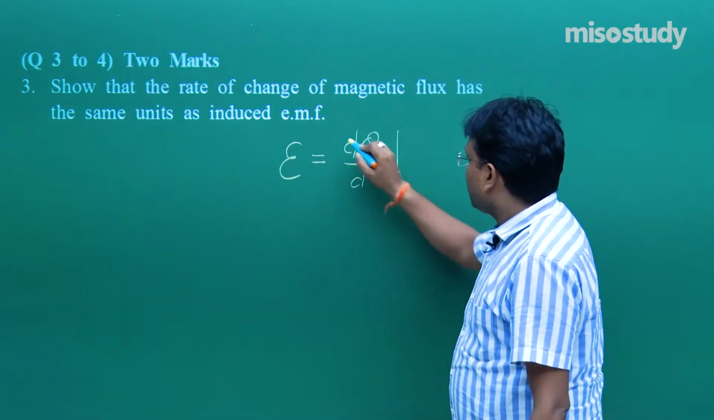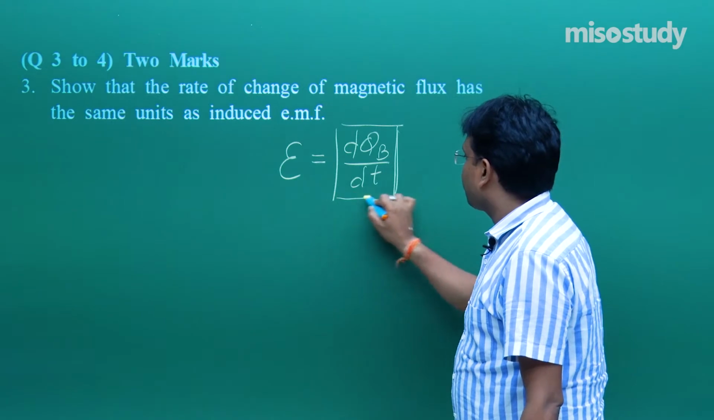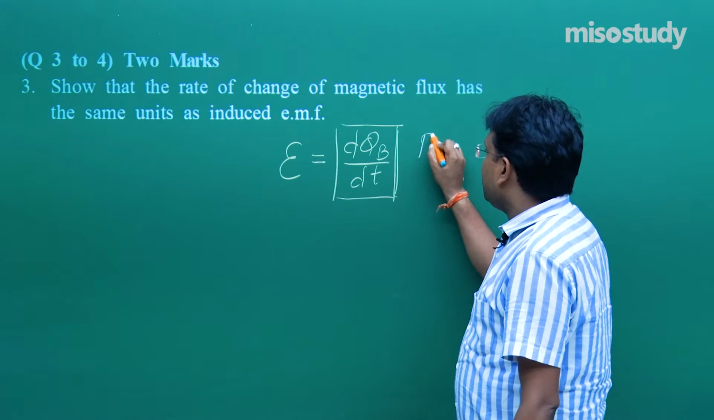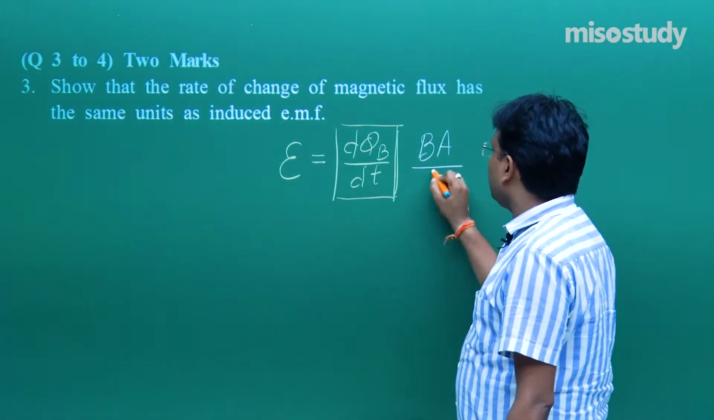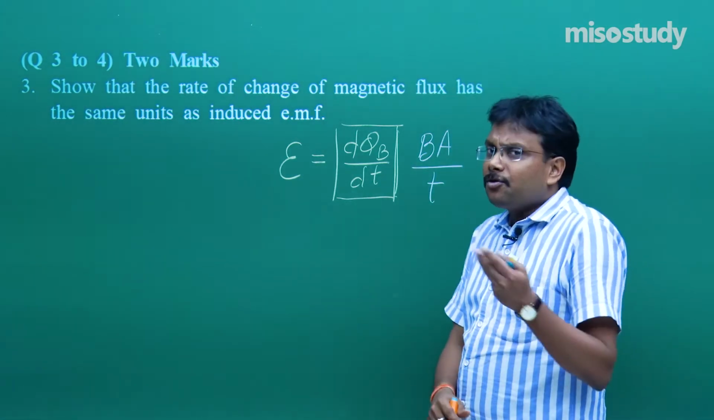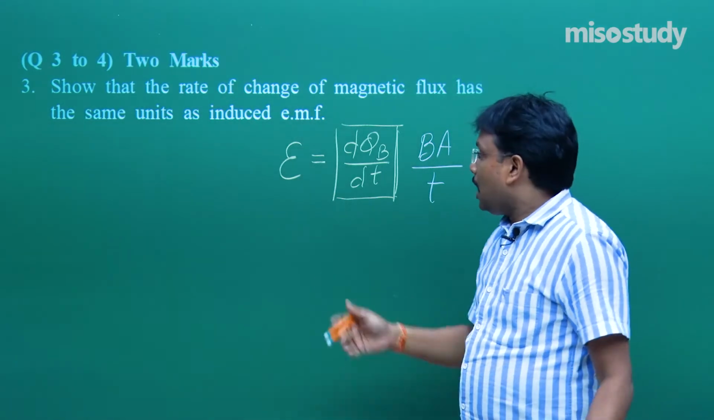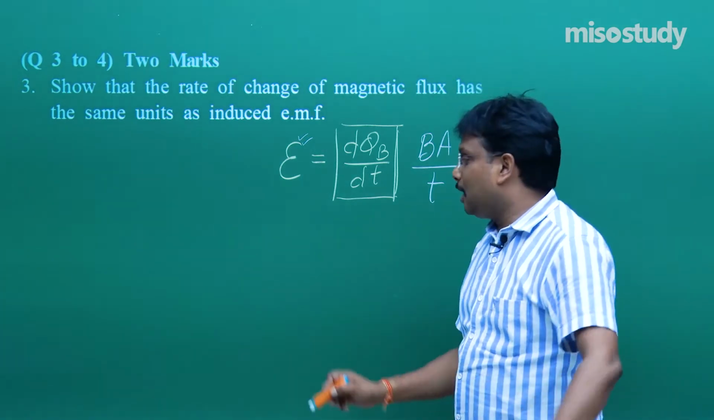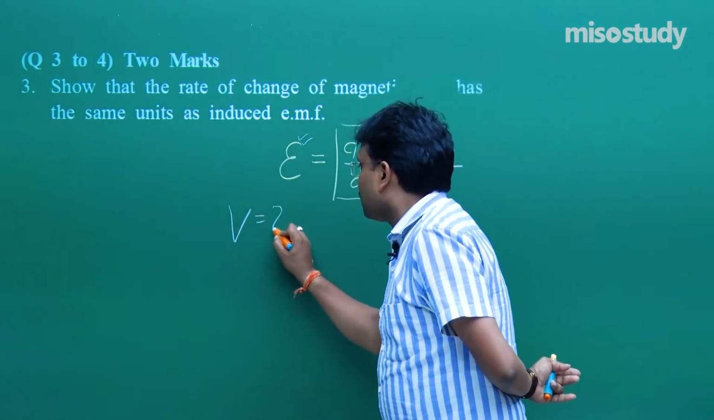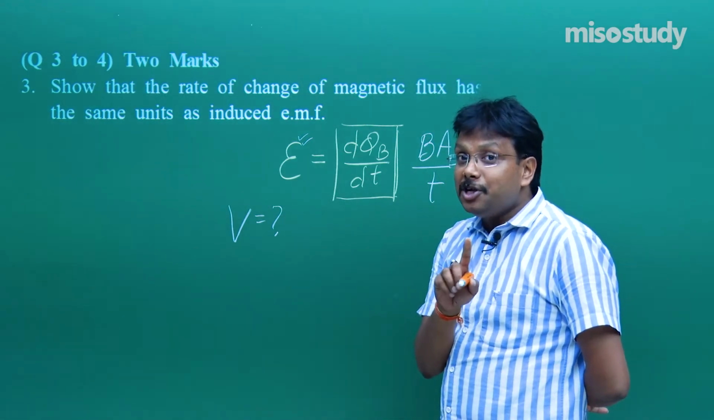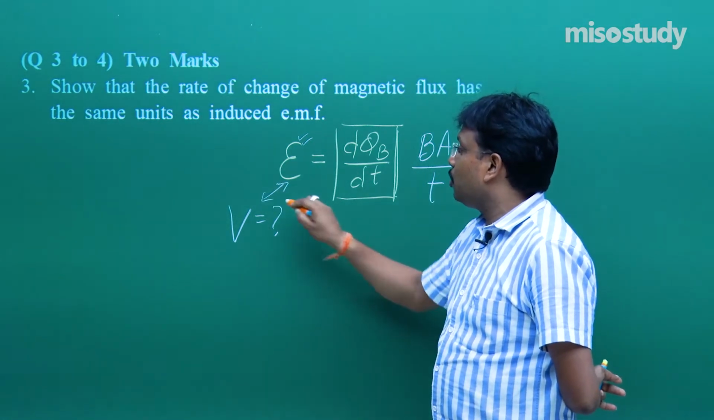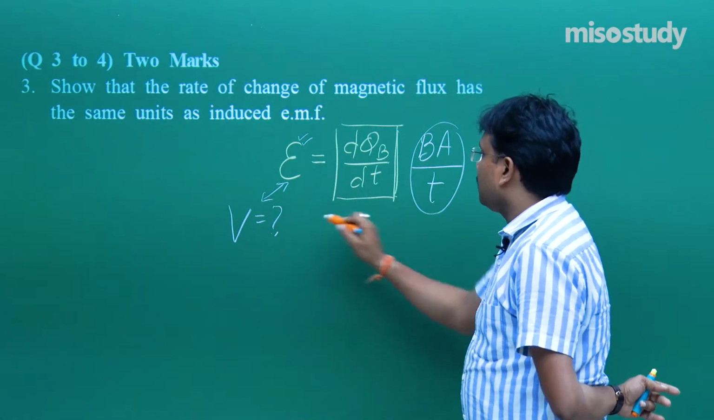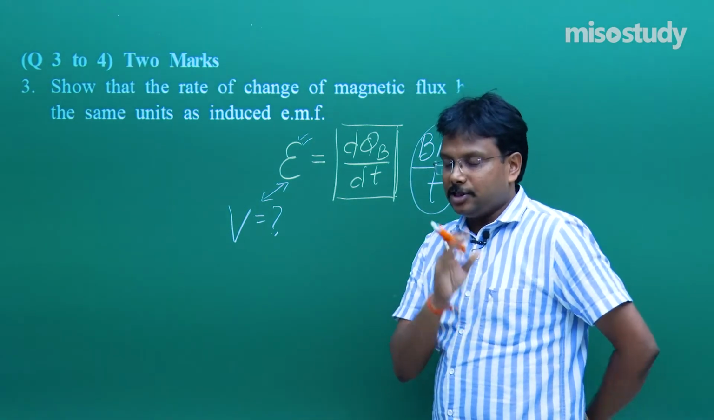So, from here let us start from this box. If I start from this box, then I can write it down as B A upon T, because cos theta has no dimensional formula. And the induced EMF is nothing but similar to V. So, the dimensional formula of potential is going to be equal to the dimensional formula of this quantity, and the dimensional formula of this. So, both sides you can say now they are equal to each other.